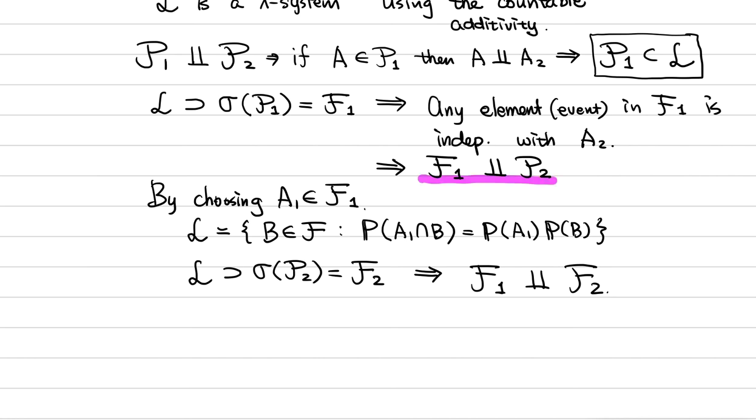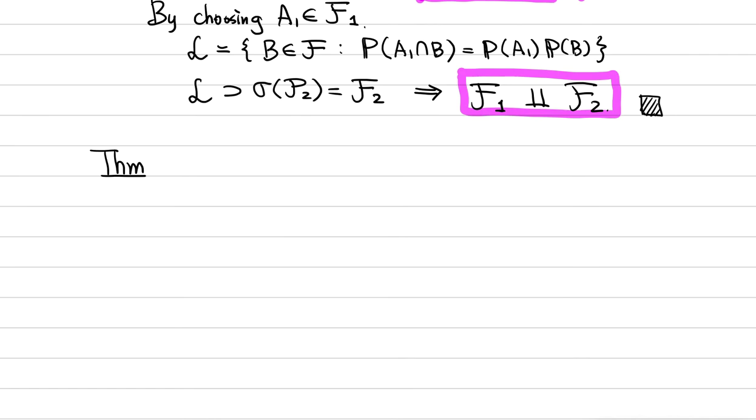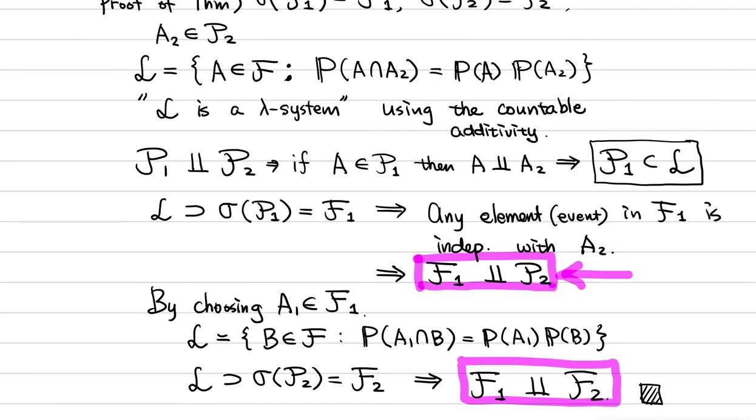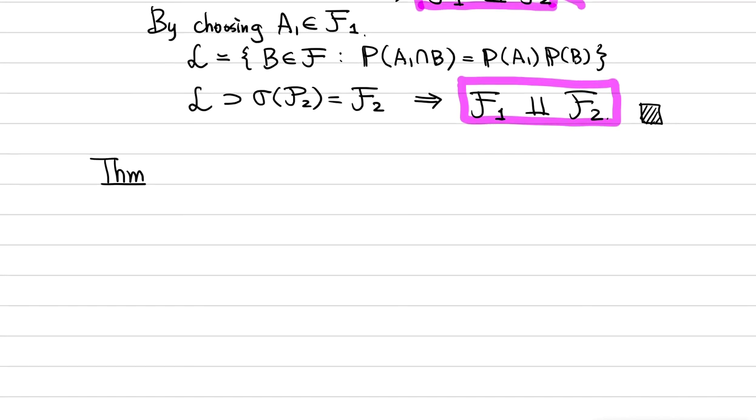So the second step, I sort of did it much quicker, but if you understand the full step up to this part, obtaining that F1 is independent of P2, then the second part is just the repetition of the same steps. Such a theorem is useful to prove the following very useful theorem that we are going to use all the time.